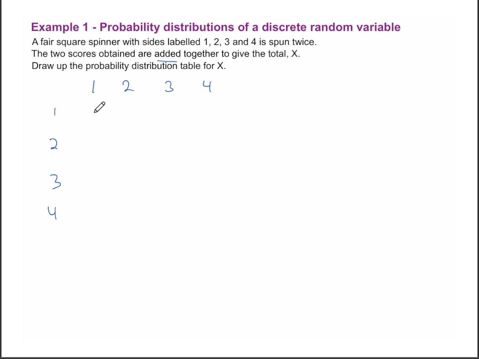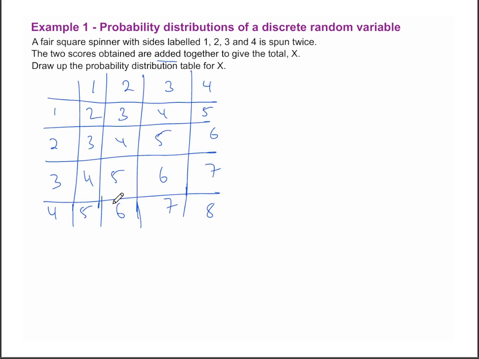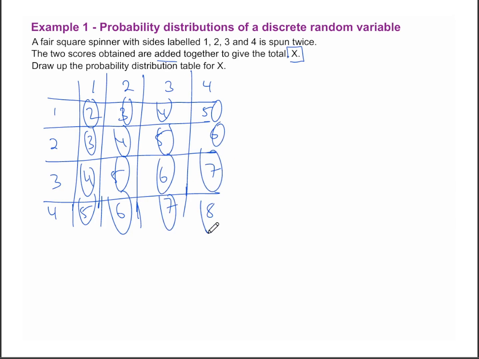So when you add these up, we have already learned how to do that using the table. We get this. So what are the possible values that you can get for our x, which is the sum? We can get 2, 3, 4, 5, 6, 7, and 8. So those are going to be the possible values that you can get for your random variable.